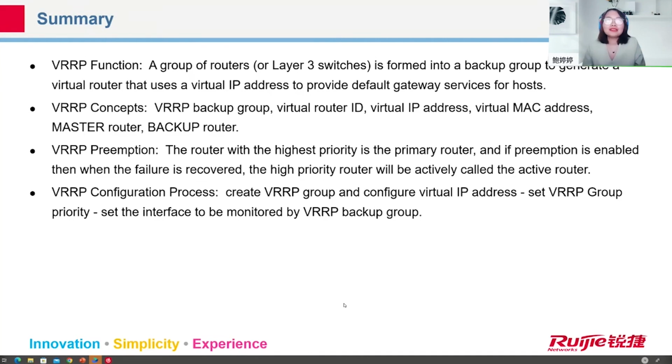I also want to get some feedback from you, because tomorrow we will begin to talk about routing information. Tomorrow we have two topics, one for static and direct routes, and the second for dynamic routes. We will talk about OSPF. Do you think this topic is too difficult for you to understand or not? If you think it's okay for you, please write down 1 to let me know.